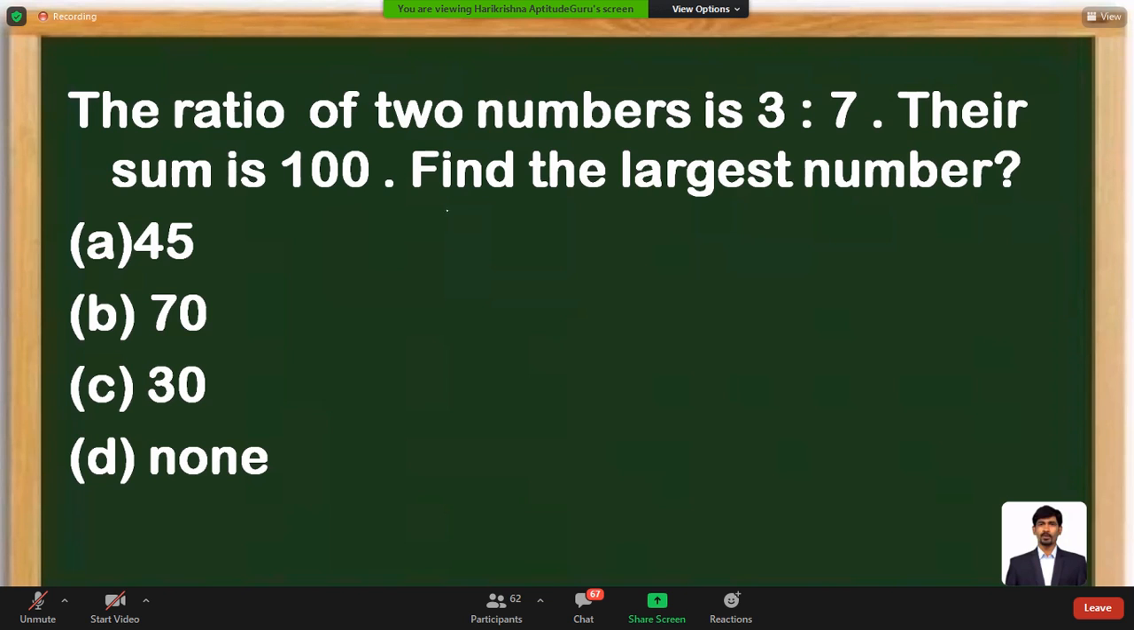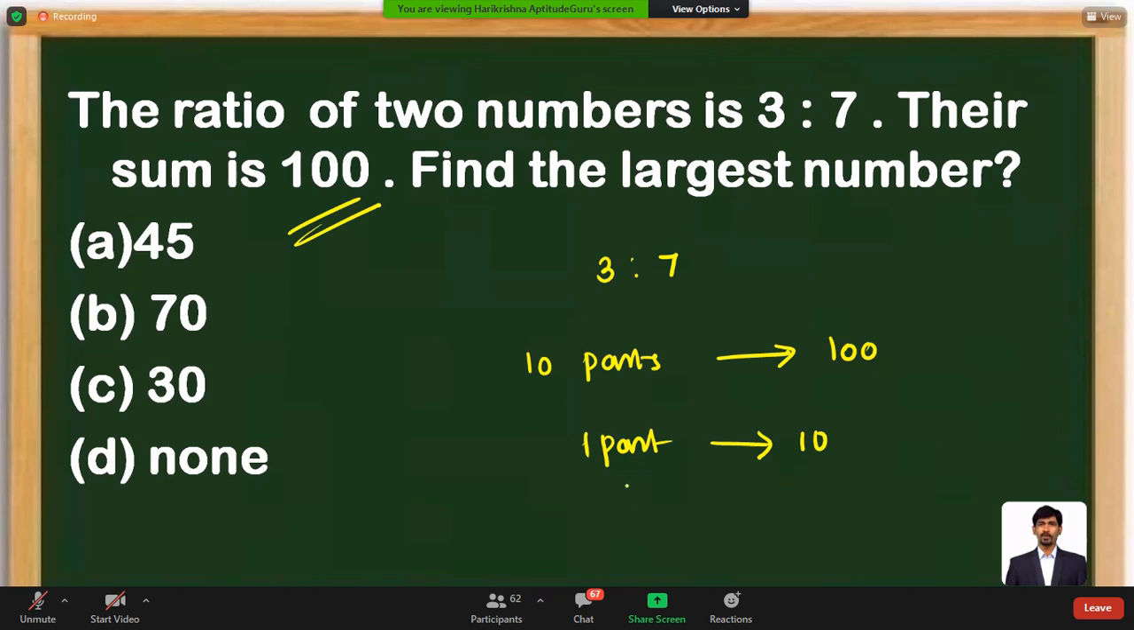What is the answer? Very simple question, right? The ratio of the two numbers is 3:7, just like the parts method. The sum of the numbers is 100. What is the largest number? So 3 parts and 7 parts. What is the sum of the parts? 10 parts. 10 parts is equal to 100, that means one part is equal to 10.